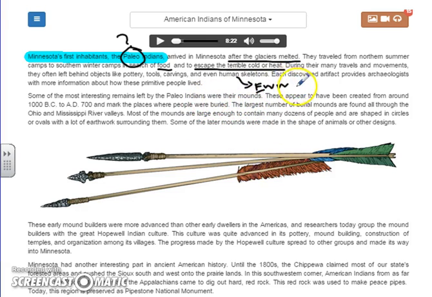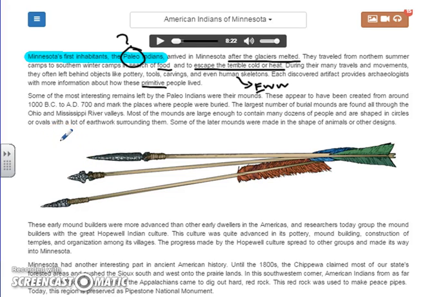All right, so each discovered artifact provides archaeologists with more information about how these primitive people lived. Primitive. I've heard that word before. I think that means old people, these ancient people. And that's the first paragraph. That's how you use the HUG strategy. You would do this for every single paragraph. We can try the next one. We'll start the next one out.